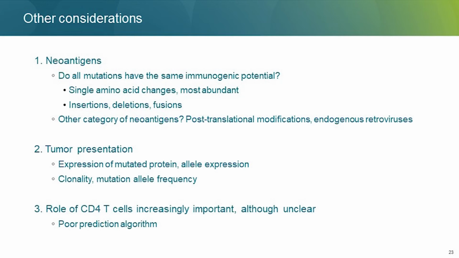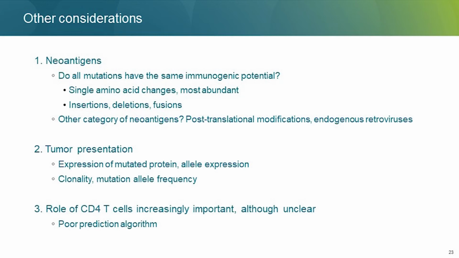We know that one of the major issues we are going to face is that MHC class I expression is often downregulated in tumors. Clonality is also very important. The goal is to target mutations that are expressed by most of the tumor cells to avoid escape. And finally, something that the field is starting to look at is the role of the CD4 T cells. There is more and more data suggesting that they play an important role, although it's not fully clear what they are doing. But their prediction algorithm is relatively poor.